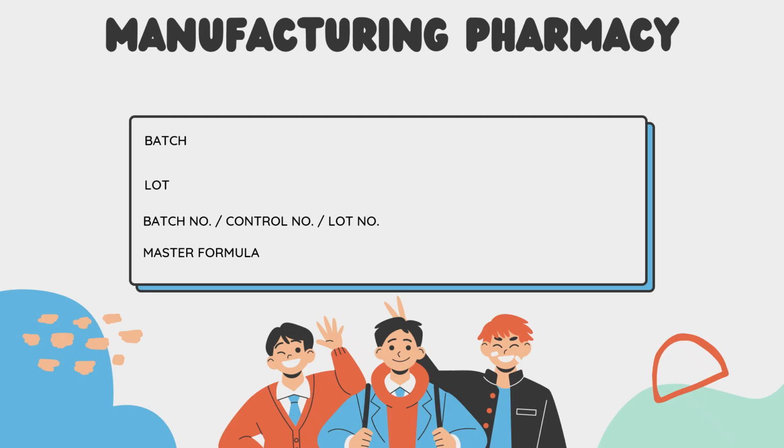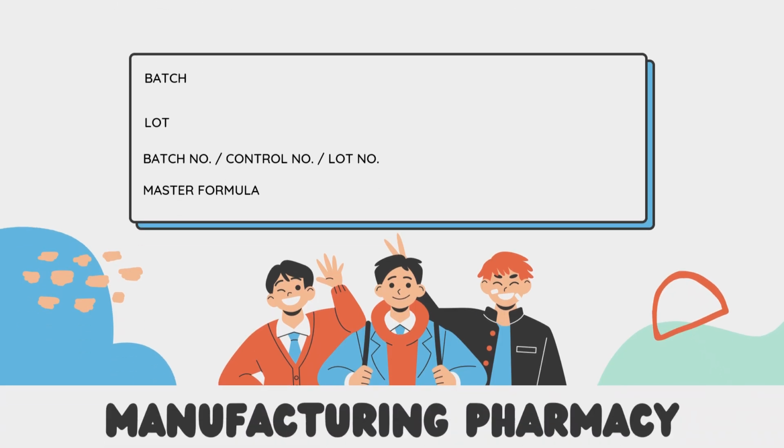So remember: a batch is a production unit. A lot is a tracking group. The number gives it identity. The master formula gives direction.